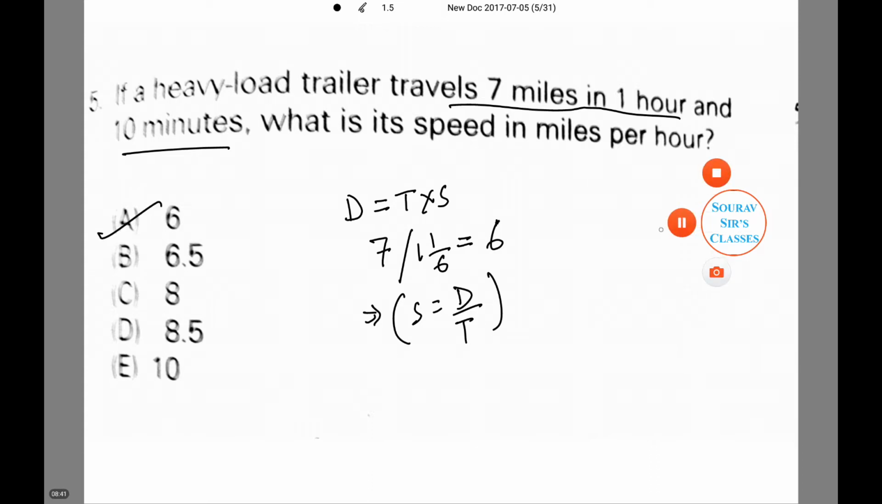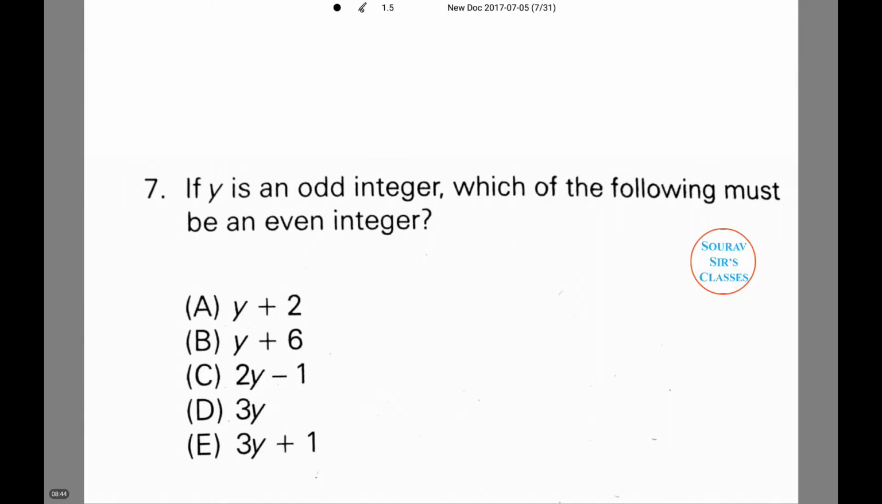Let's see another question very quickly. In the next question, y is an odd integer. Which of the following must be an even integer? This is a very simple question and you can do it very fast. Notice there is the word must, that it will be an even integer. So let us take y as an odd integer, which is 3.